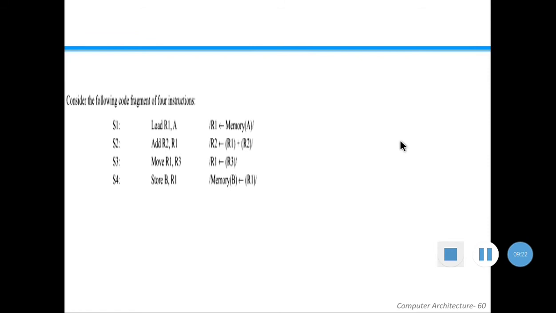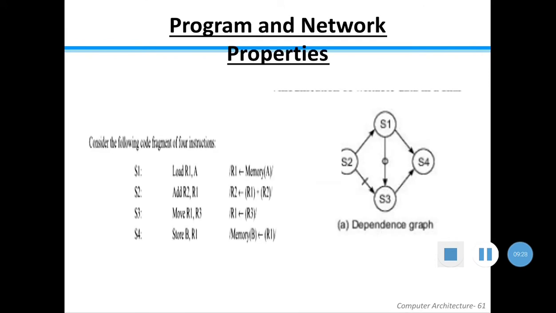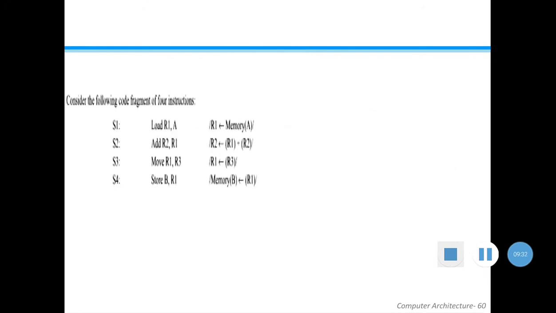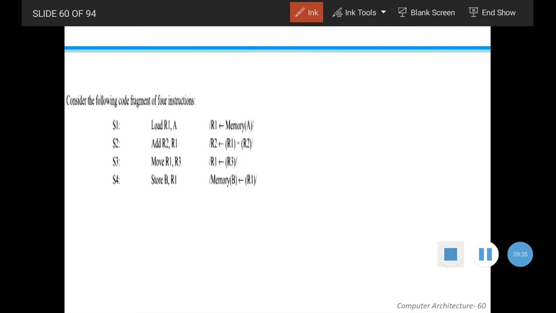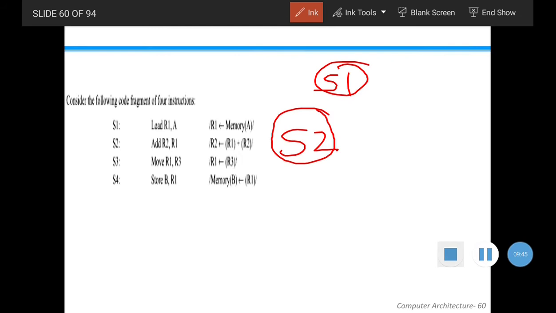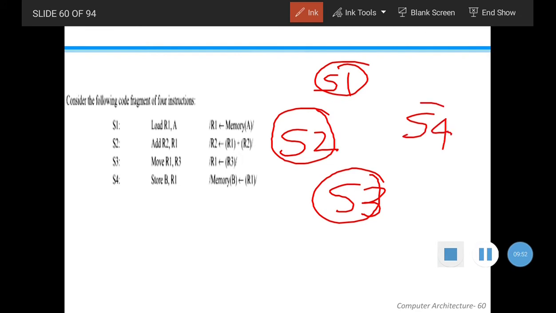Okay, now we will solve this problem. So totally there are 4 statements, so we will write 4 statements. First we will write S1, then we will take S2, then S3, then S4. And if you observe here, the first statement is load r1 comma a, and the second statement is add r2 comma r1.